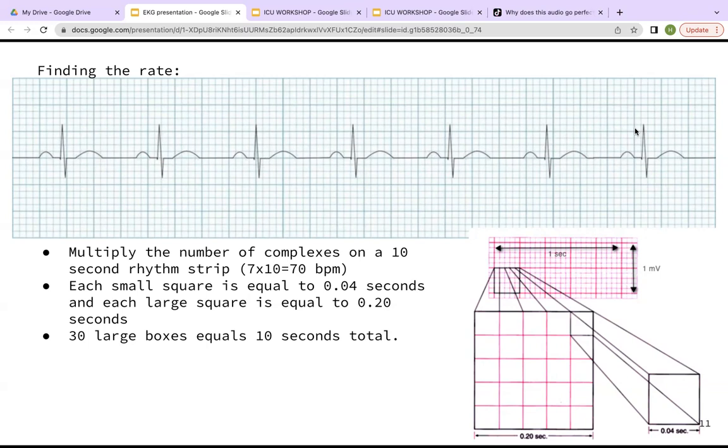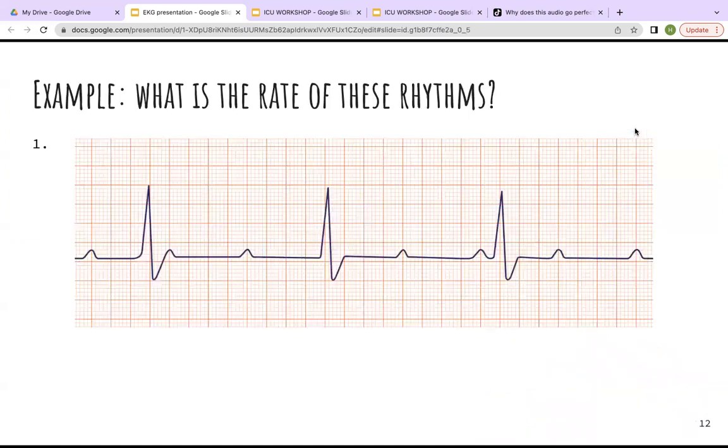Each small square is equal to 0.04 seconds. That's important to know because when we start to measure our PR intervals, et cetera, we are going to use those small boxes to see if they're within range.